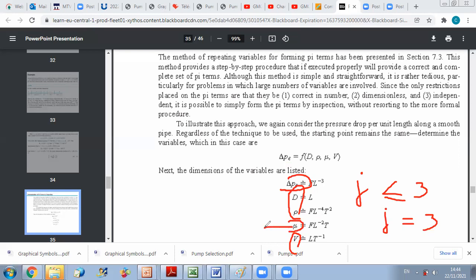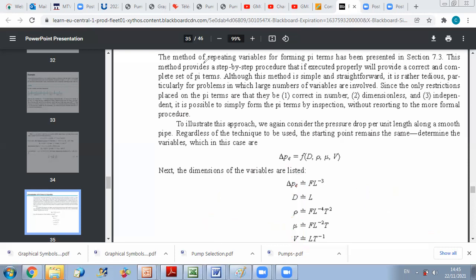Now the group with mu, you already know that it is Reynolds, so you can directly expect that this group will be the Reynolds group, rho v d over mu. Then remains the group of delta p. Okay. Now delta p is the pressure per unit length, which is FL minus 3. Let us do it together by the inspection method.